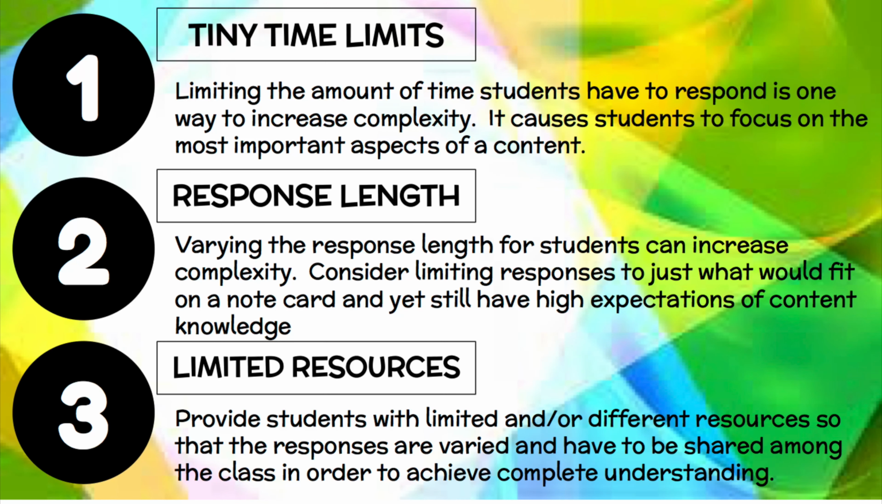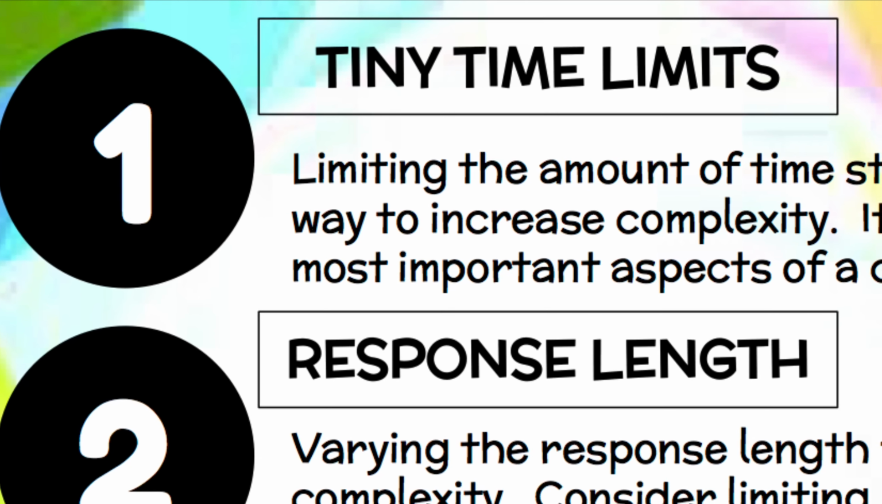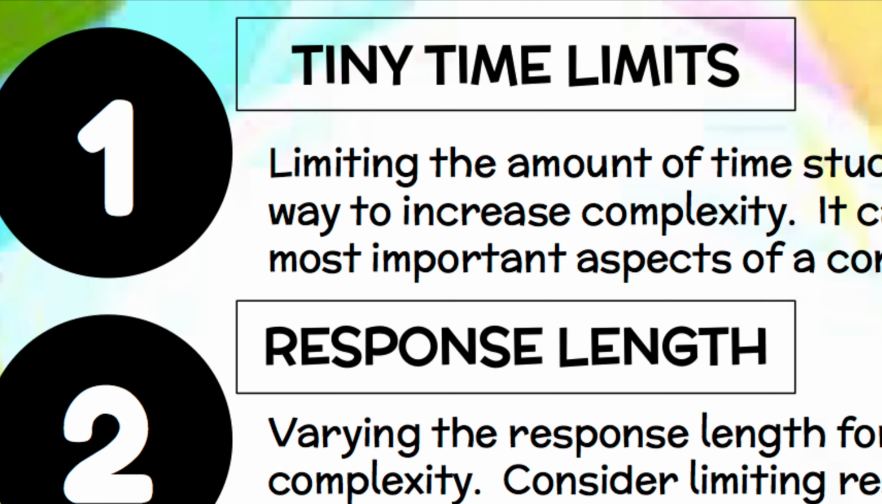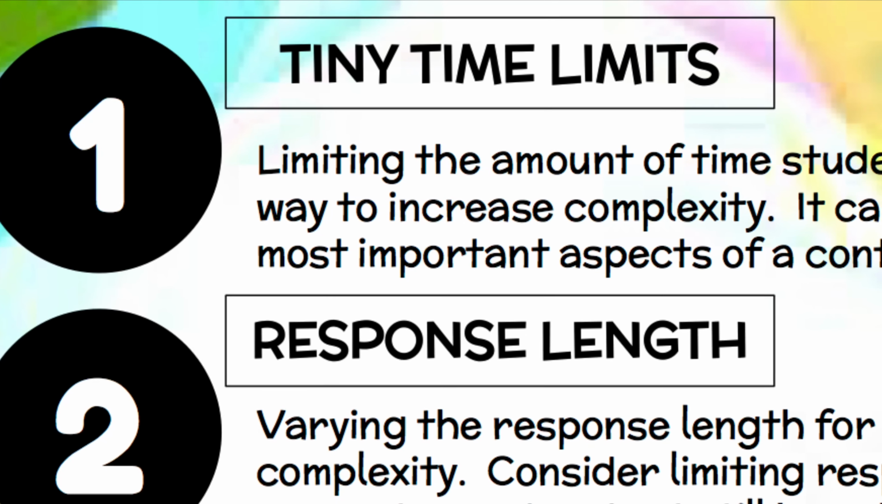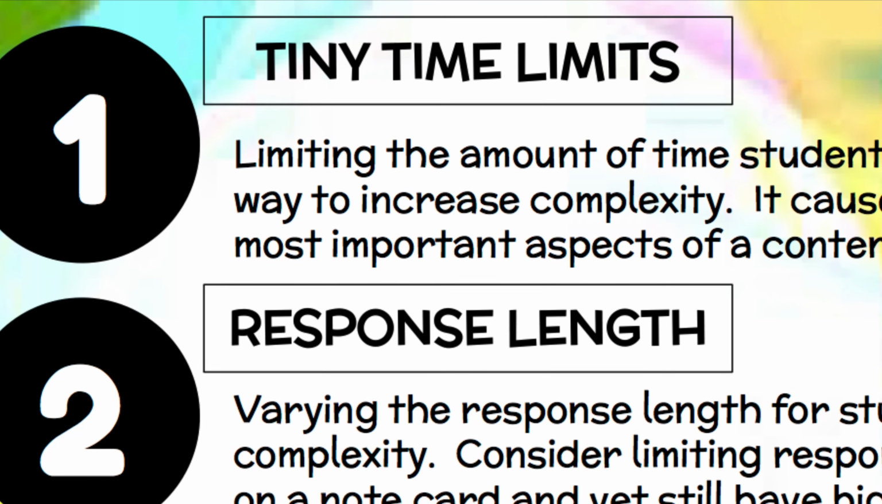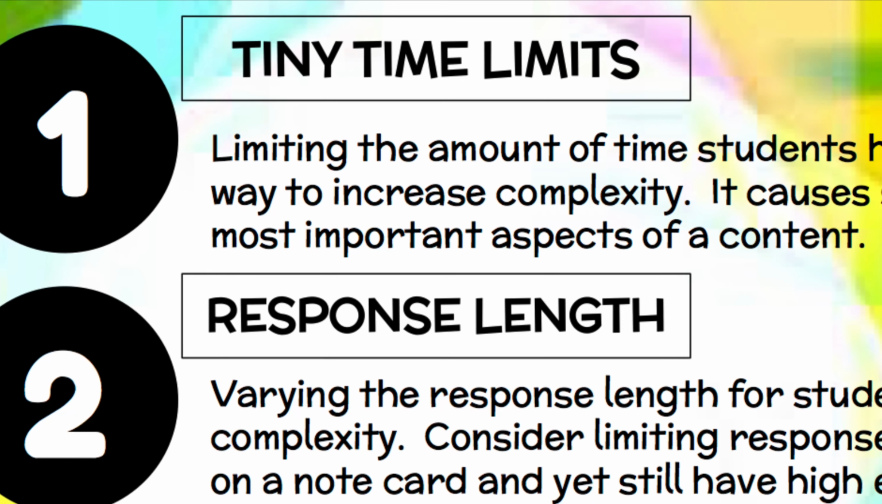Let's talk about some simple and effective ways to efficiently alter complexity in your classroom, no matter what kind of assignments the students are completing. Number 1, tiny time limits. This is one of my favorite ways to alter complexity in the classroom. Limiting the amount of time students have to respond is one way to increase complexity. It causes students to focus on the most important aspects of a content.